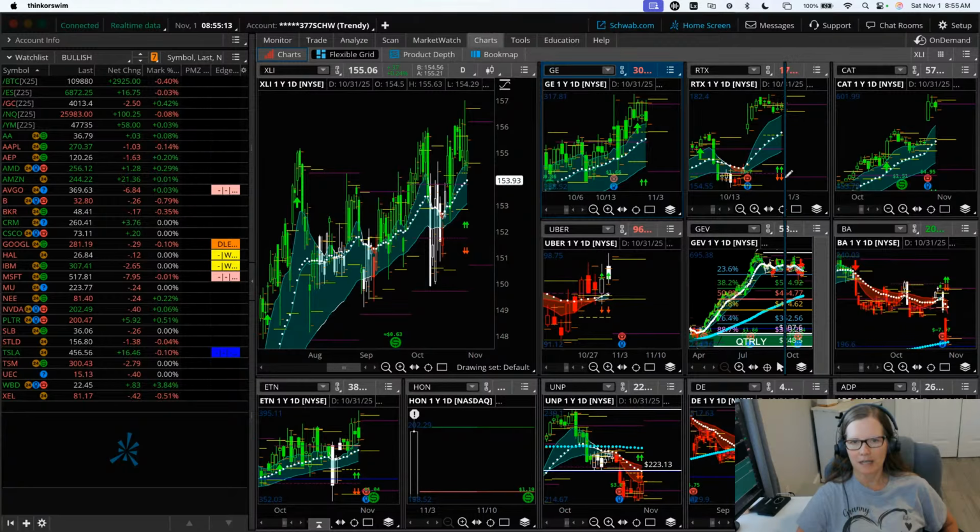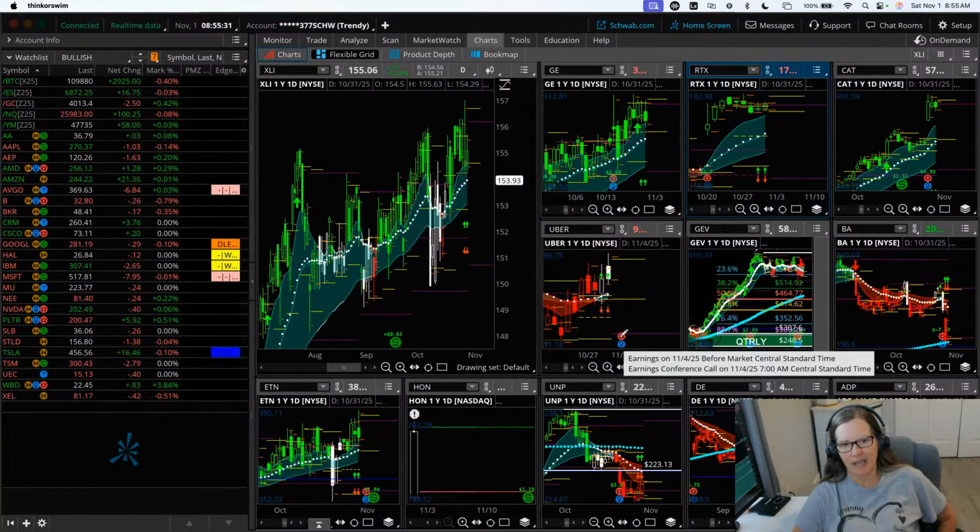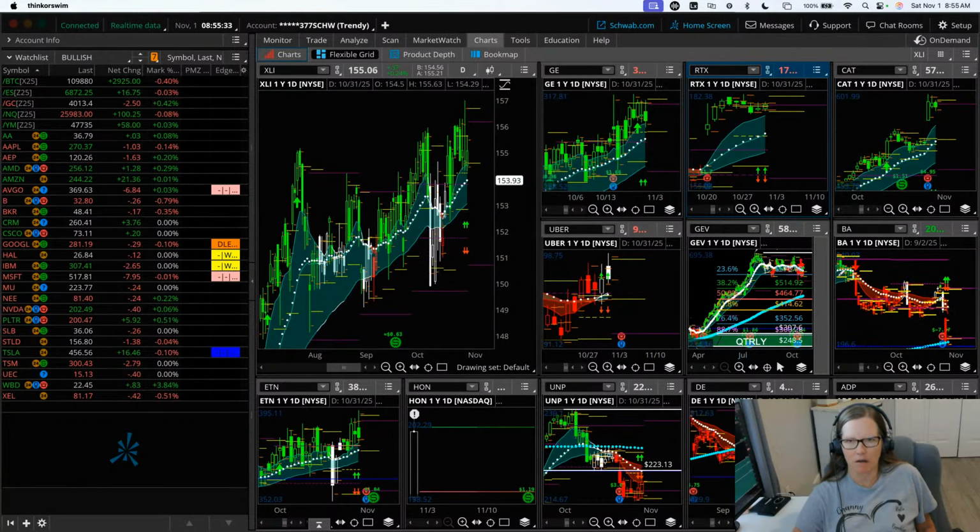Raytheon RTX. Whoopsie daisy. No, no. Nice looking chart. You're in chop. I'm gonna avoid that one. Caterpillar, way too expensive for me to trade. Uber, I don't like the candlestick colors, and you got earnings on Tuesday.